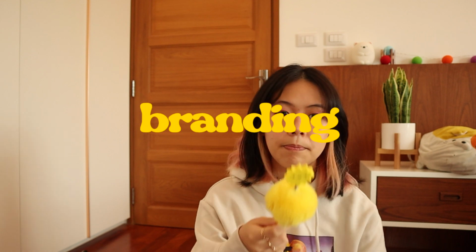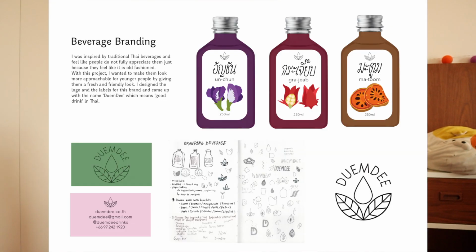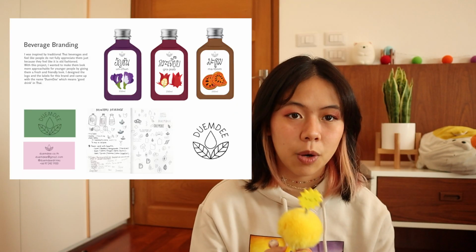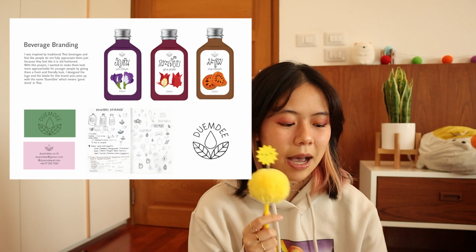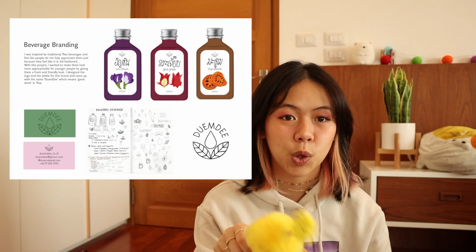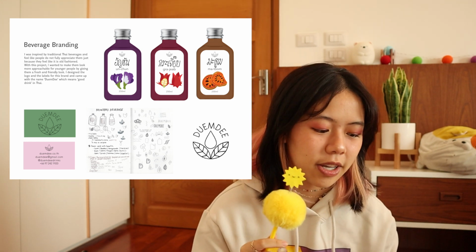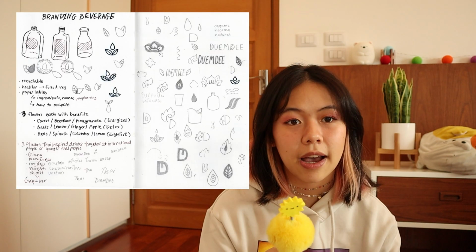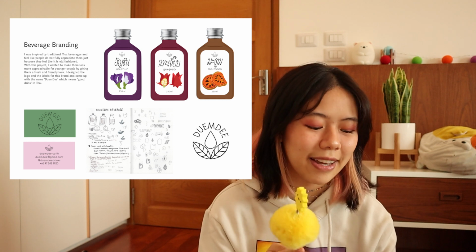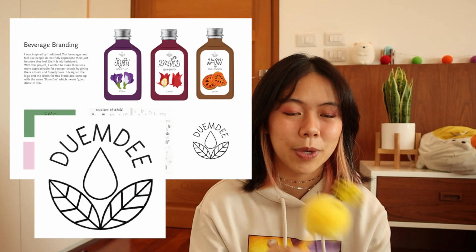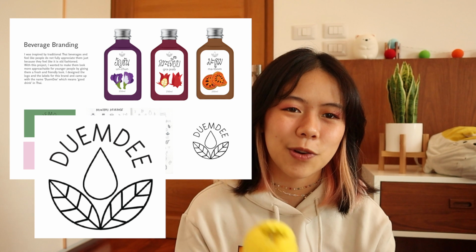Next is a beverage branding project that I did. I wanted to do branding for Thai beverages just to show a bit of context of where I'm from. So I chose these 3, Nam Anchan, Kajiep, and Matum, which are kind of like traditional Thai drinks, and I also really like them. So yeah, I designed the business card, which now that I look at it is really boring. The brand name is Doom Di, which in Thai means good drinking.